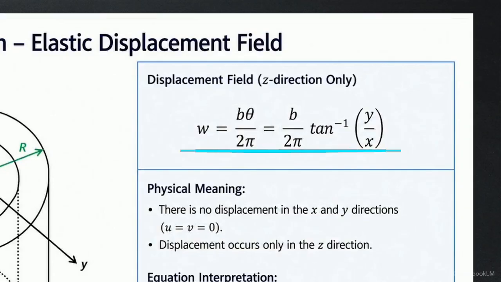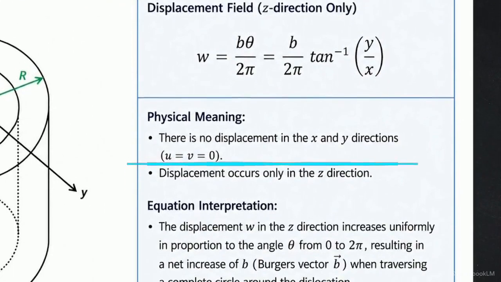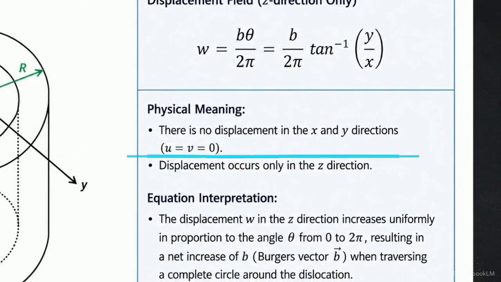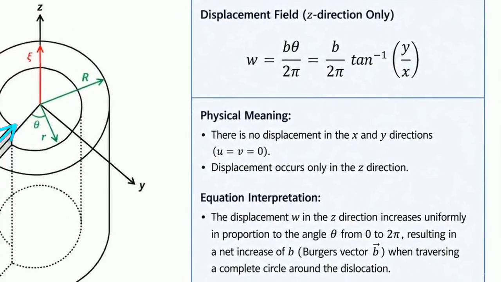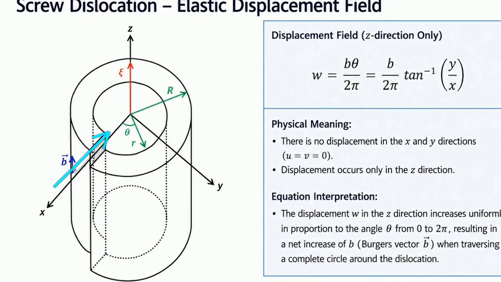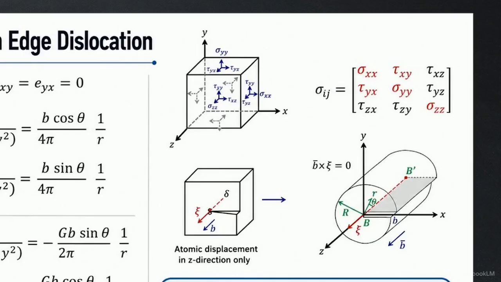This slide maps the displacement field for a screw defect. Atoms shift exclusively in the z direction, defined by w. Consequently, displacements along x and y, u and v, are strictly zero. The z-axis shift increases uniformly with polar angle theta around the defect. This one-dimensional displacement dictates the resulting stress tensor. The 3x3 matrix on the right organizes these stress components.